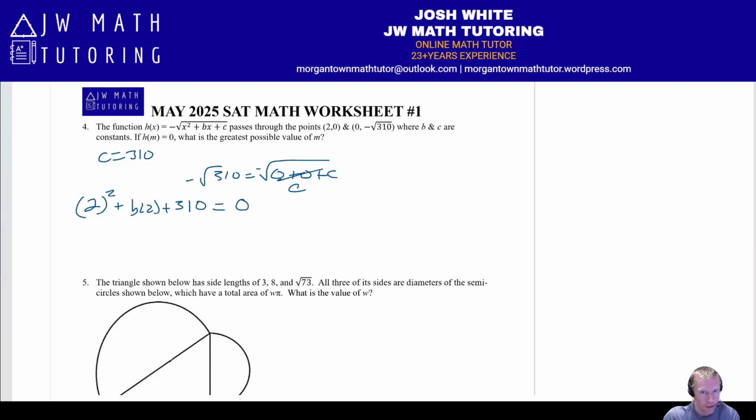And of course, that just ends up equaling 0. So now we've got 4 plus 2b plus 310 equals 0. 2b equals negative 314. b equals negative 157.